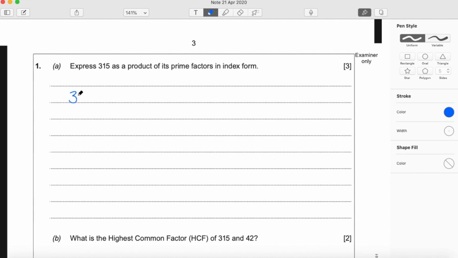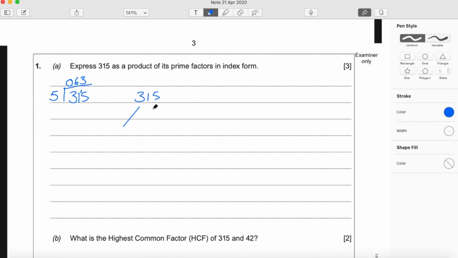So 315, we can see it ends in a 5, so it must be divisible by 5. So we can do a shorthand division by 5. 5s into 3 obviously don't go. 5s into 31 goes 6 times, because 6 times 5 is 30, leaving 1 left over. 5s into 15 go 3 times. So 63 times 5 is 315.